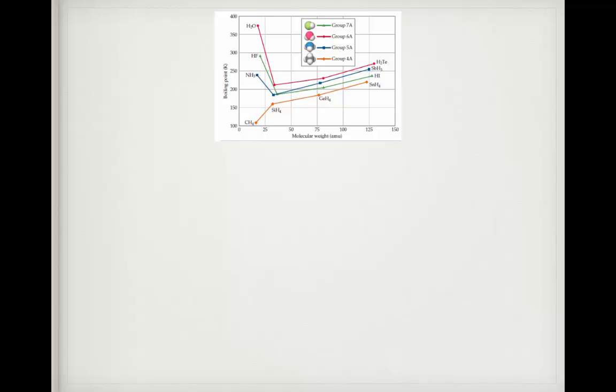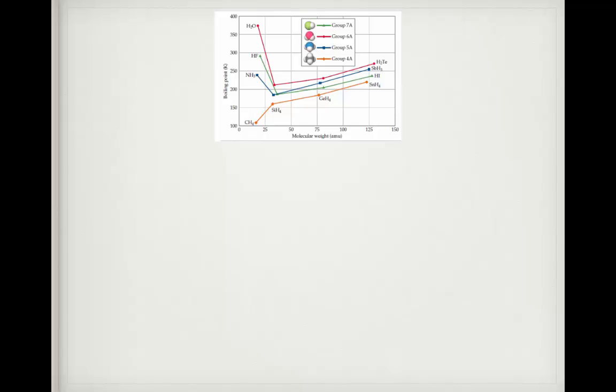Keep in mind, dispersion forces exist for both polar and nonpolar molecules, while dipole-dipole forces exist only for polar molecules, molecules that have a dipole. Now, let's talk about water, HF, and NH3 really quickly because those do not conform to the pattern that we expected.